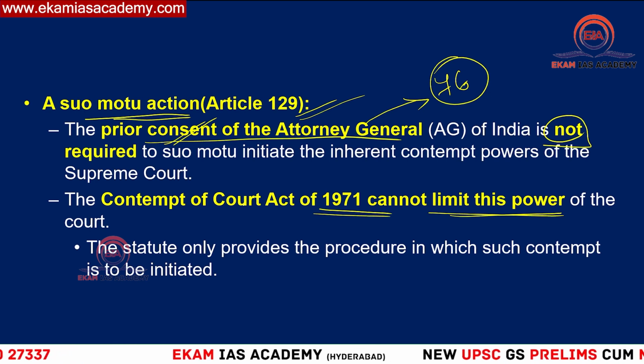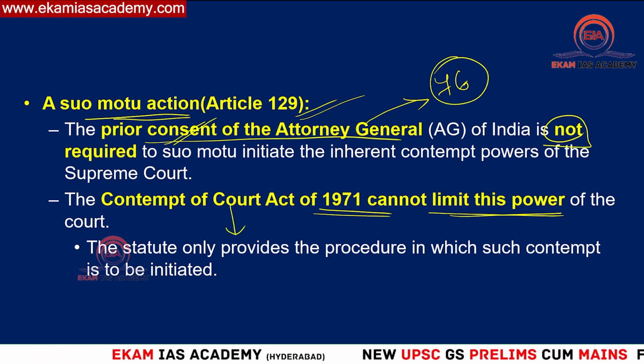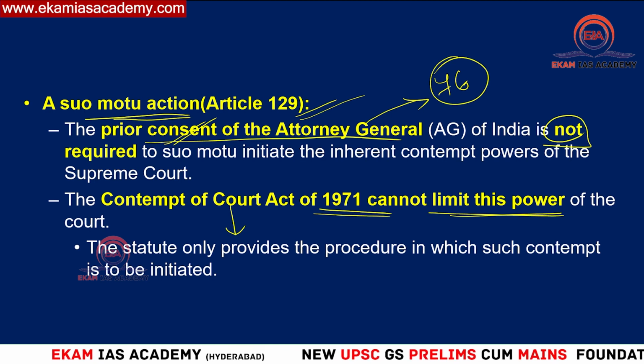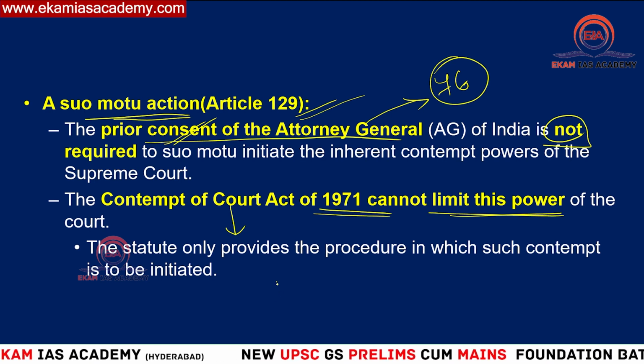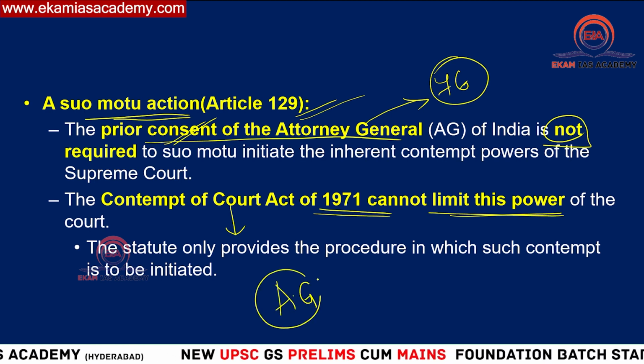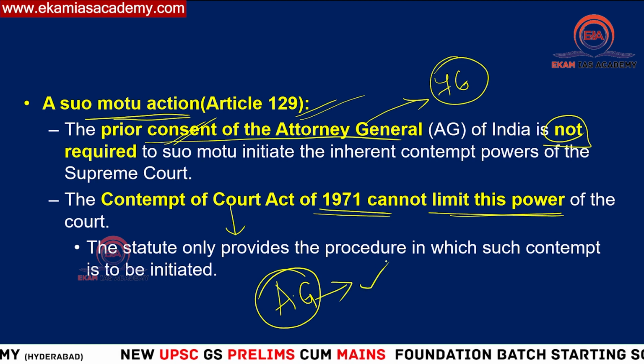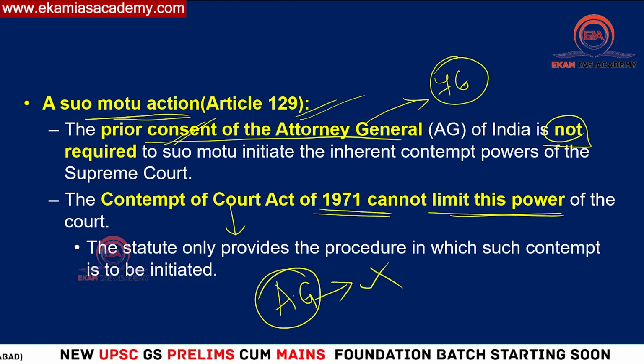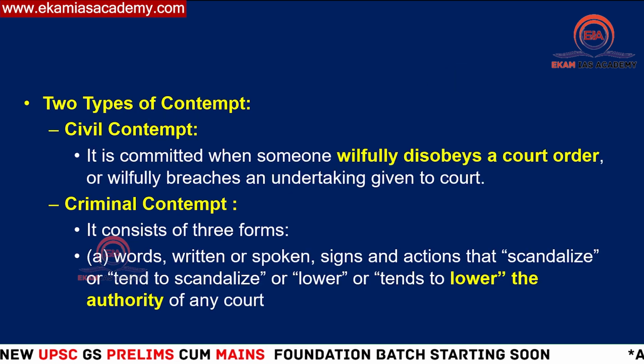So only the procedure is mentioned under the contempt of court law. They cannot specify a condition, because previously they tried to include a provision that the Attorney General's prior consent is required to initiate contempt proceedings, but subsequently that was removed. Okay, you need to remember this.